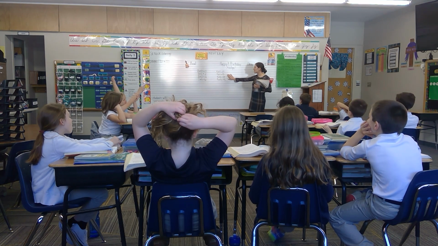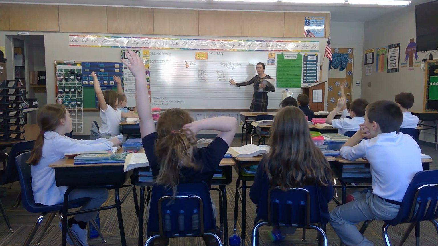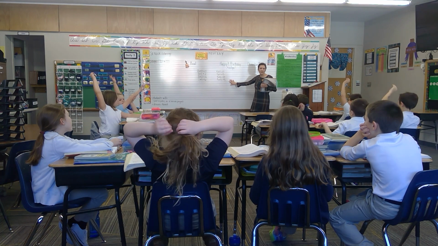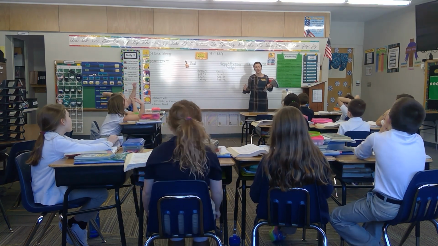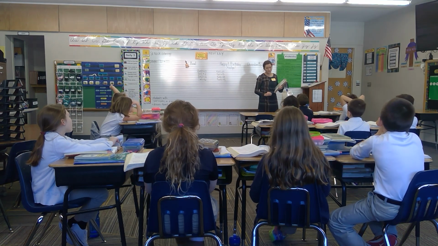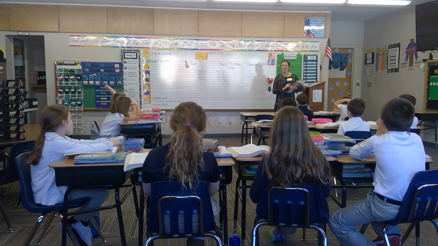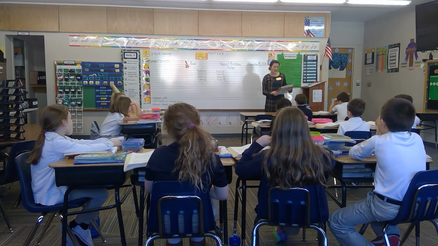Also, what does every single number here end with? Brecken? A 5 or a 0. Very good. So if you're multiplying by 5, it's either going to end in a 5 or a 0. Okay, so let's keep that in mind while we work through our multiplication by 5 today.